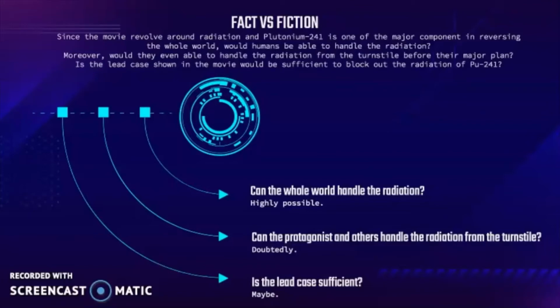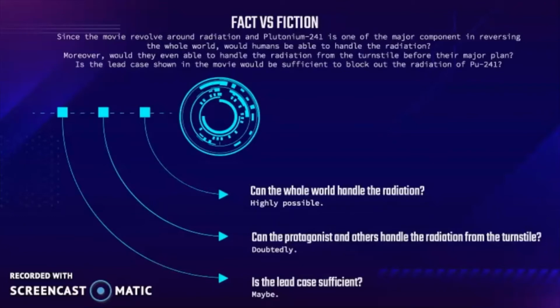I think it's doubtful, because the plan of reversing the whole world without every human on Earth getting radiation poisoning may be possible, but getting in and out of the turnstile too many times is like getting multiple strong X-ray or CT scans in a short time without protection, and this may cause enough damage to cause complications within a few months with accumulated damage.